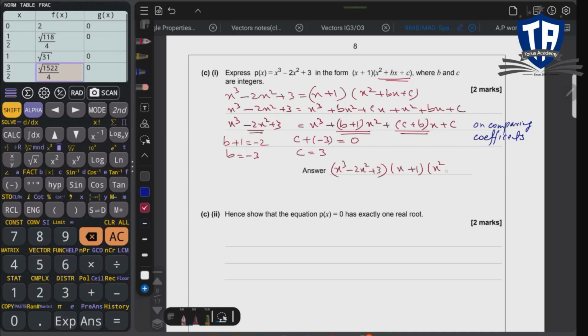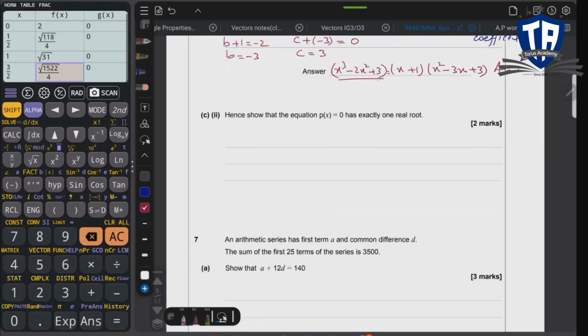This is the answer. Hence, to show that the equation p of x equal to 0 has exactly one real root: when you put this value equal to 0, then this product will be equal to 0, and one of the answers would be this one, and the other is x squared minus 3x plus 3 equal to 0. Basically, we need to prove that this equation contains exactly one real root, and this is one of the roots. It means the other factor will give you complex roots.